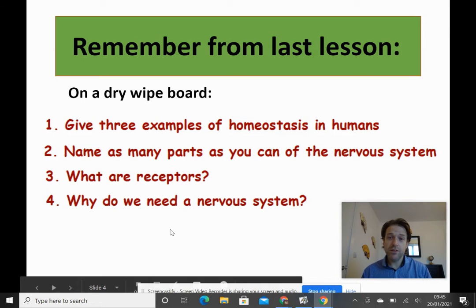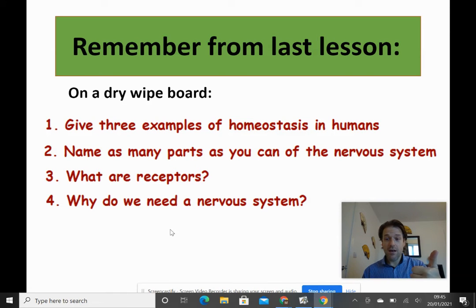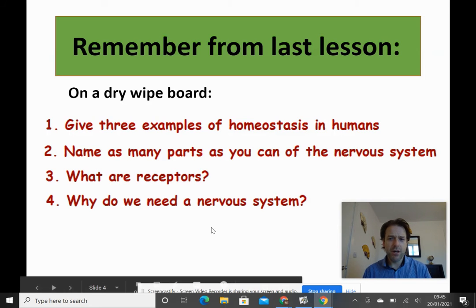So again, we started this lesson off talking about effectors. These are our muscles and our glands. There are two types of effector that bring about a response. We've got our receptors, which detect changes, and they send impulses and messages into our coordinator, which is our central nervous system, our brain. So we've got those as parts of the nervous system.